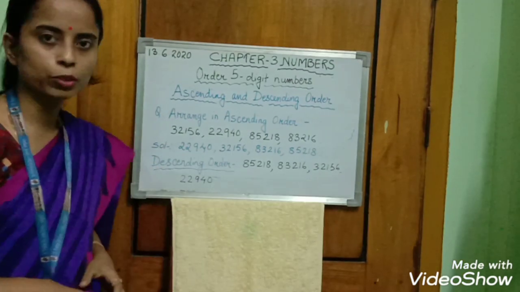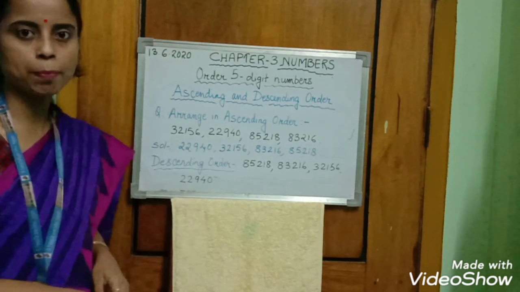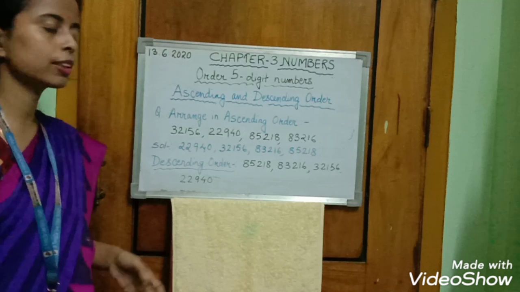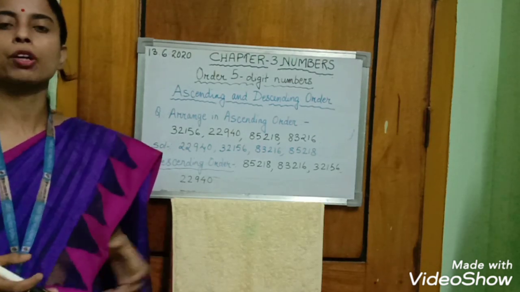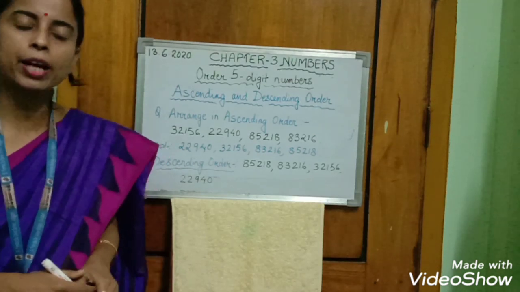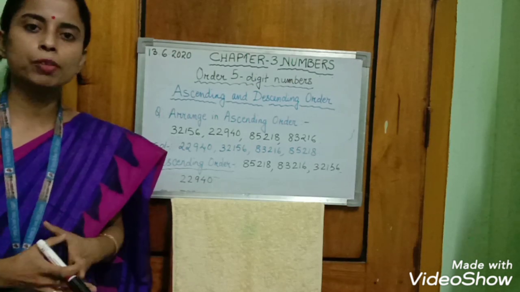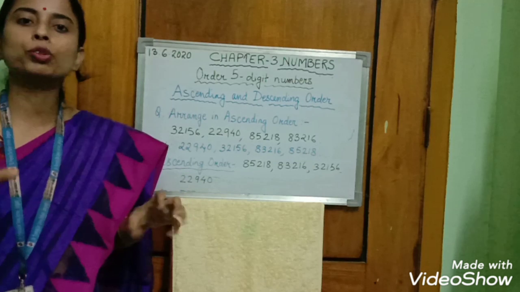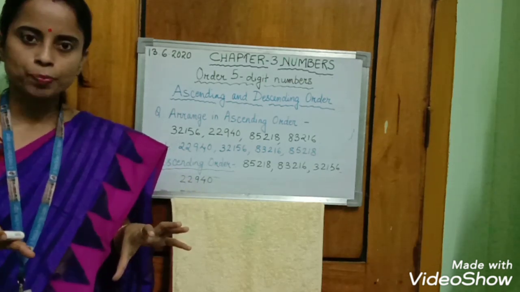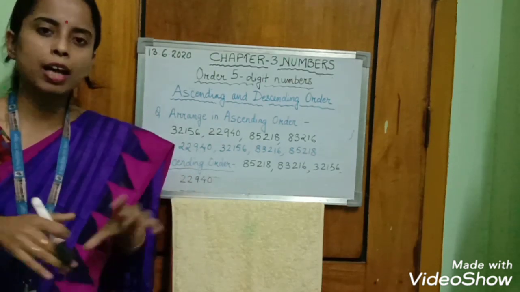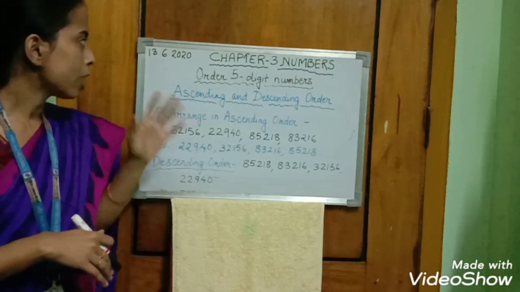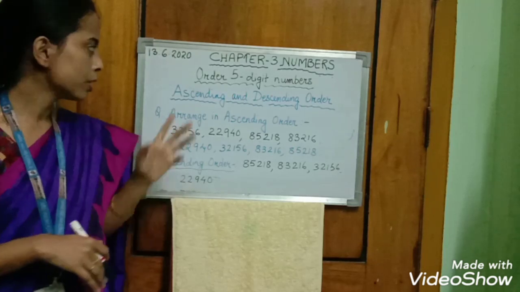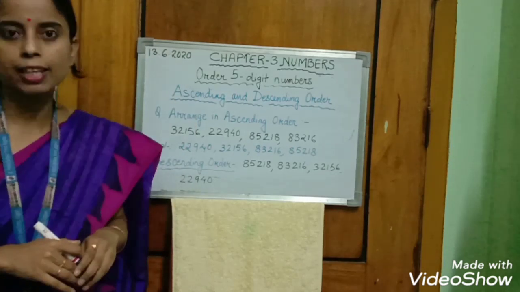Children, before winding up our today's session, let's give a quick recap of the things which we have learned in our today's class. So in our today's class, we have learned about comparing and ordering of 5-digit numbers. Right? So in comparing, what have you learned? How to compare the 5-digit numbers. That means how to compare which one is greater and which one is smaller. Right? That of large numbers. And after that, we have learned about the order of 5-digit numbers, that is the ascending and descending order.